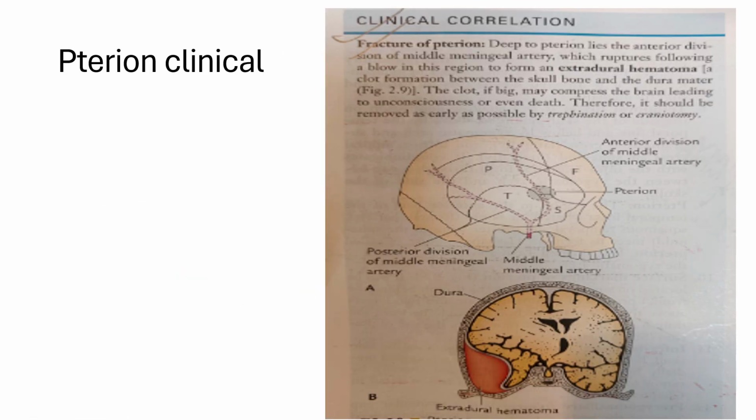And okay, one thing which I forgot to mention was the extradural hemorrhage in the area of the pterion. If somebody meets a road traffic accident or someone is hurt with a log at the area of pterion, the anterior division of the middle meningeal artery is going to bleed here, and the blood will collect outside the dura mater and on the inner side of the cranium. So this blood is going to compress this area of brain, and it may even lead to death or unconsciousness.